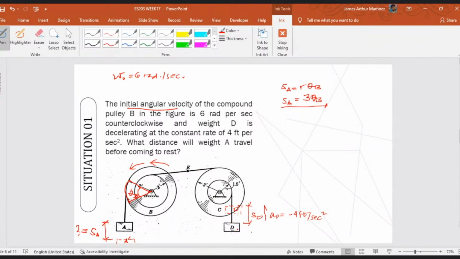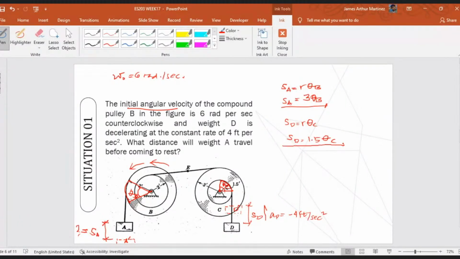How about pulley C? Similarly, the linear displacement of D, if it moves up by a certain distance SD, is equal to the radius multiplied by the angular displacement. So SD is just equal to the radius times the angular displacement of C, where the radius of this rotation is 1.5 feet.